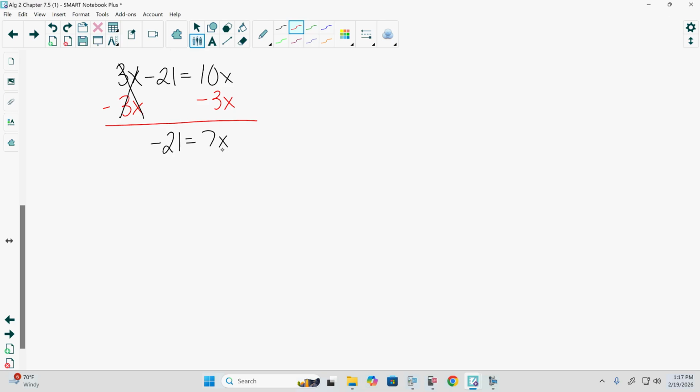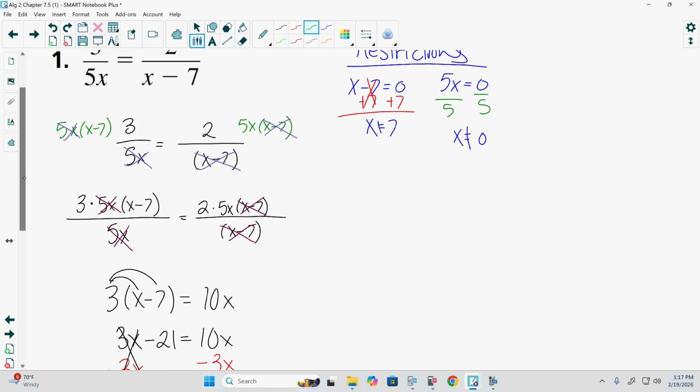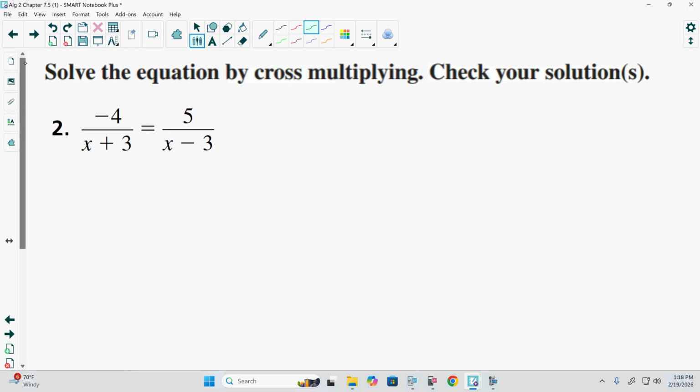Because if we subtract 3x from both sides, we get that negative 21 is equal to 7x. Divide both sides by 7, telling us x is equal to negative 3. Questions on this here? Really, the big thing with solving is knowing to multiply through by that least common denominator to get the terms to cancel.